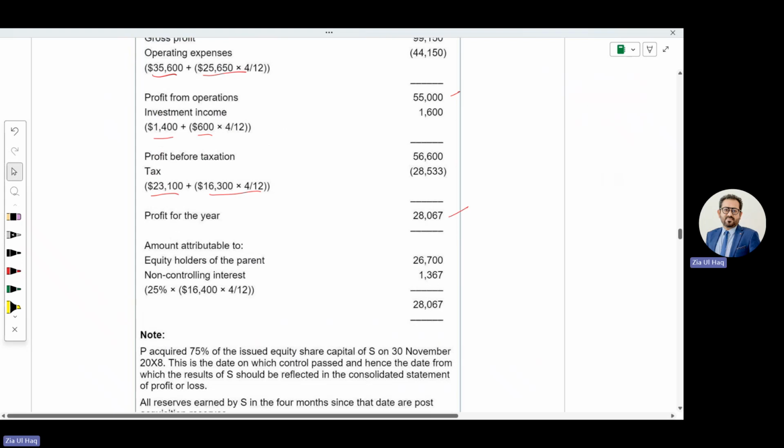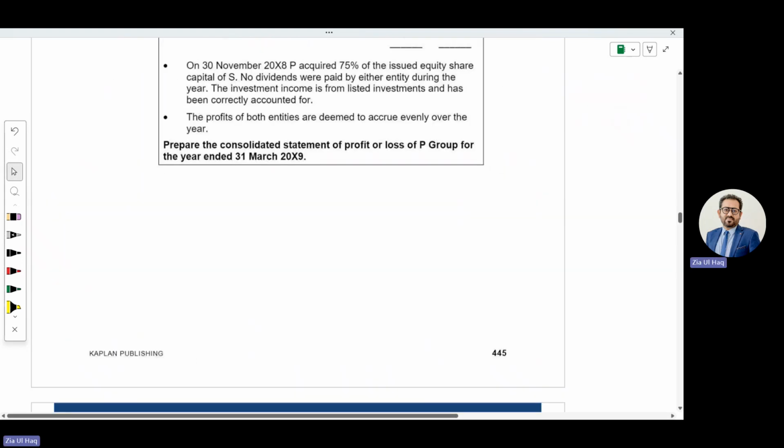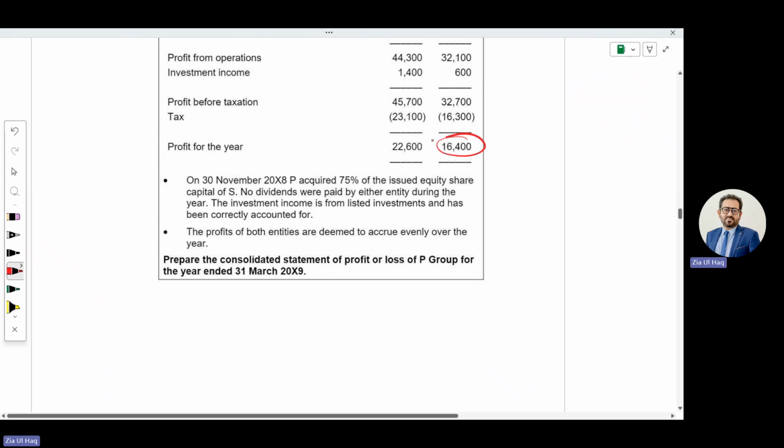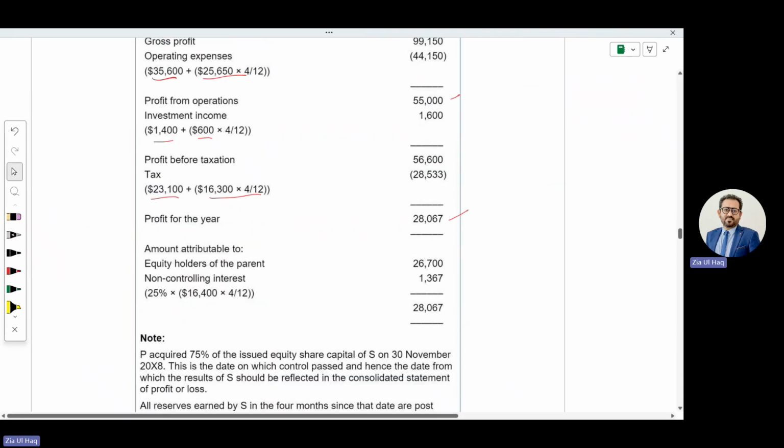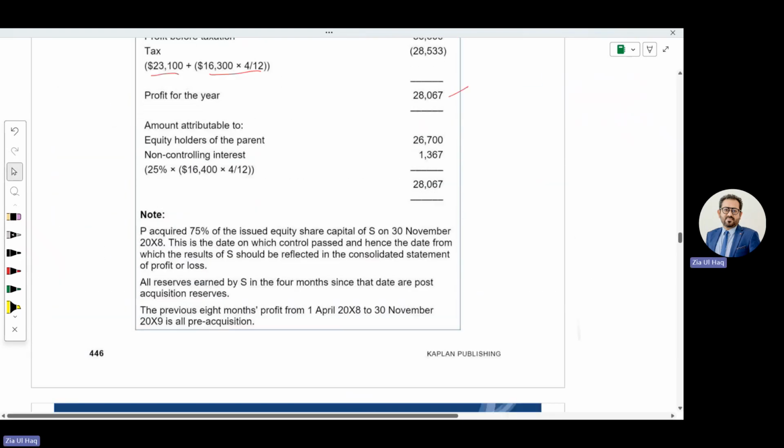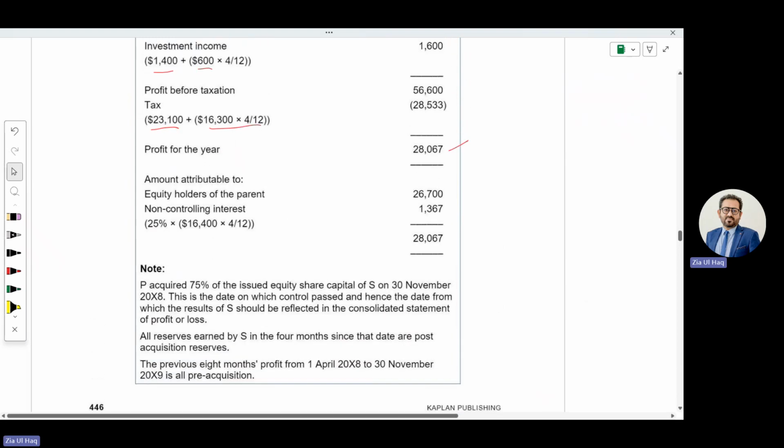Now we need to see what is the share of non-controlling interest. The subsidiary's complete profit is 16,400. Out of this, 25% is of non-controlling interest, and 75% is of the parent company. So we calculate 16,400 as total profit, into 4/12, into 25% is the share of non-controlling interest. The remaining is the profit attributable to the group.